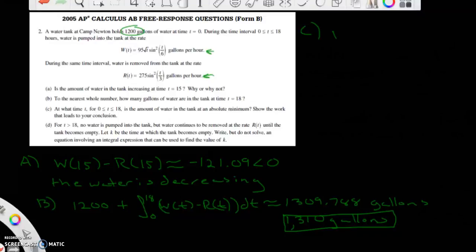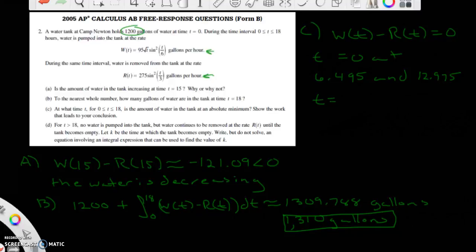So you would do W of t minus R of t equals 0, which t is approximately equaling 0 at the following locations: 6.495 and 12.975. So now we need to include our endpoints. So we need to write down at 0, t equals 0. How many gallons are there? There's 1,200 gallons.